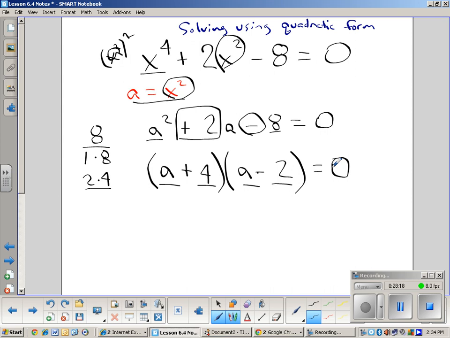Now, we've done the hard part, the factoring. So what we do now is go back and say, wait a minute, we didn't start out with an a, we started out with x squared.